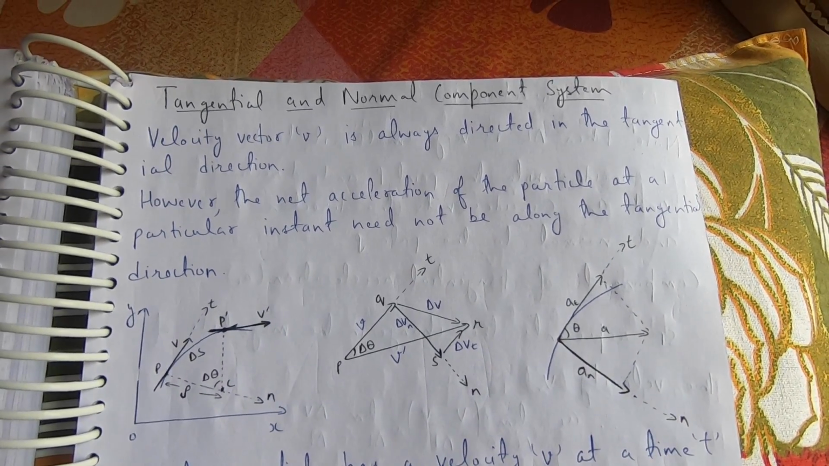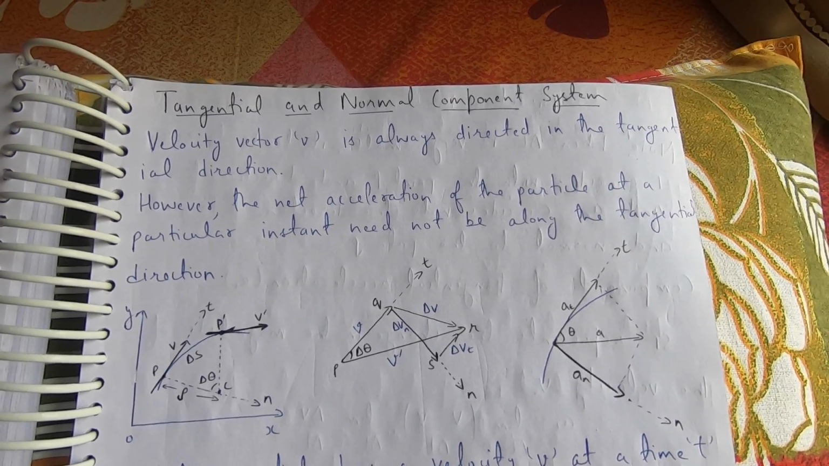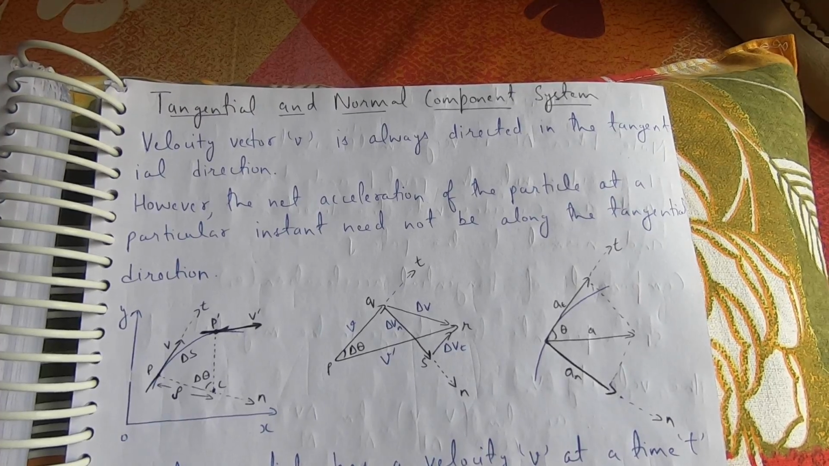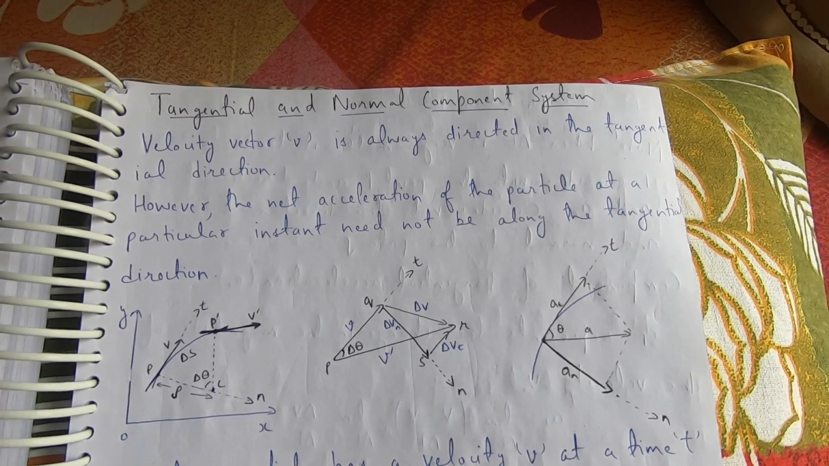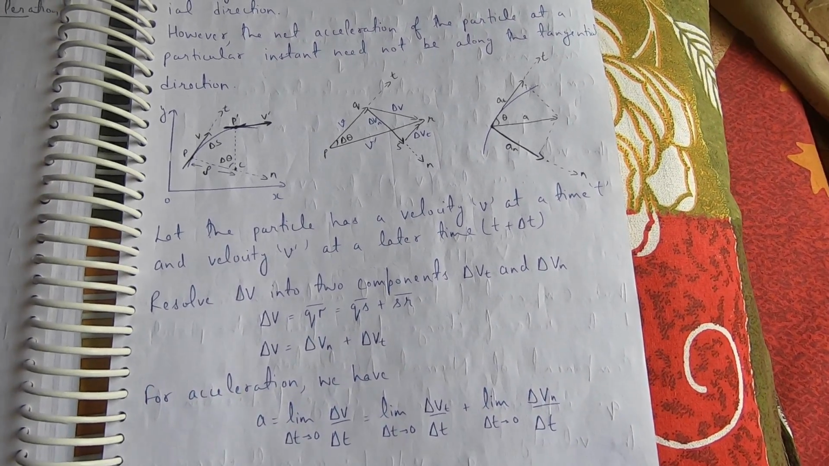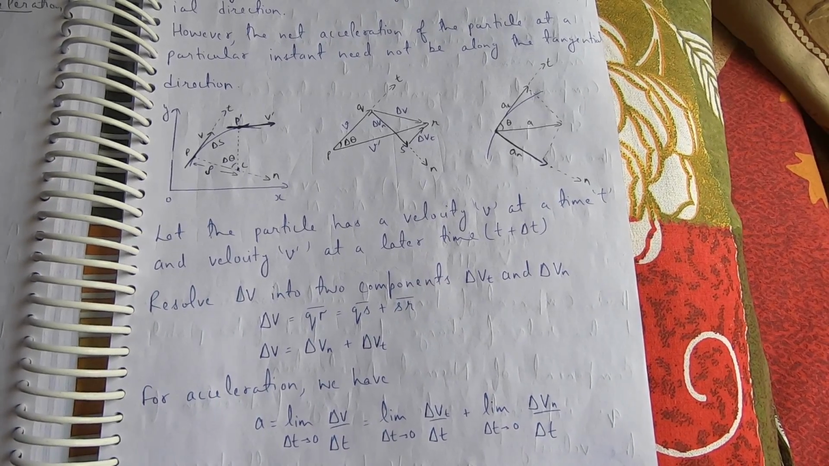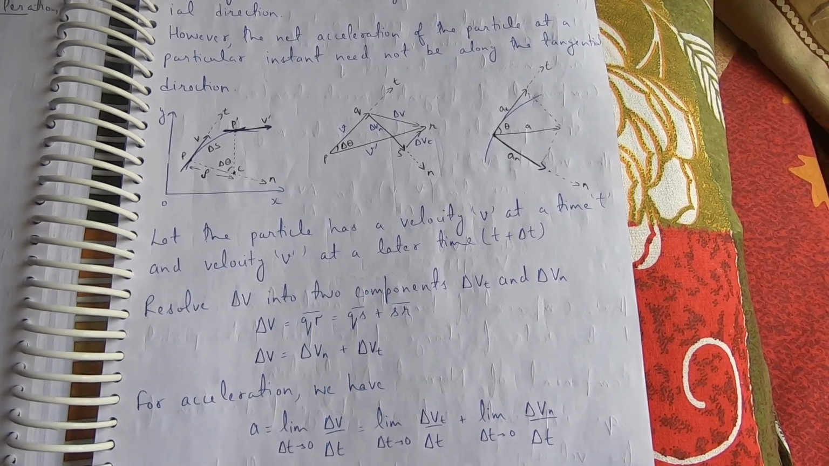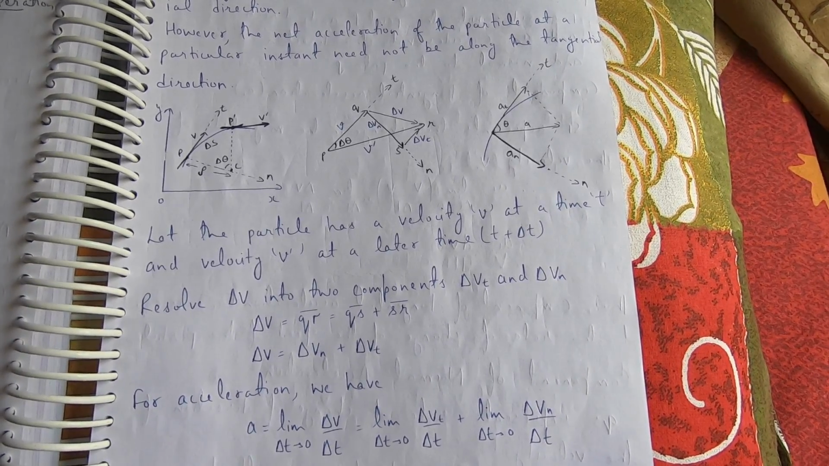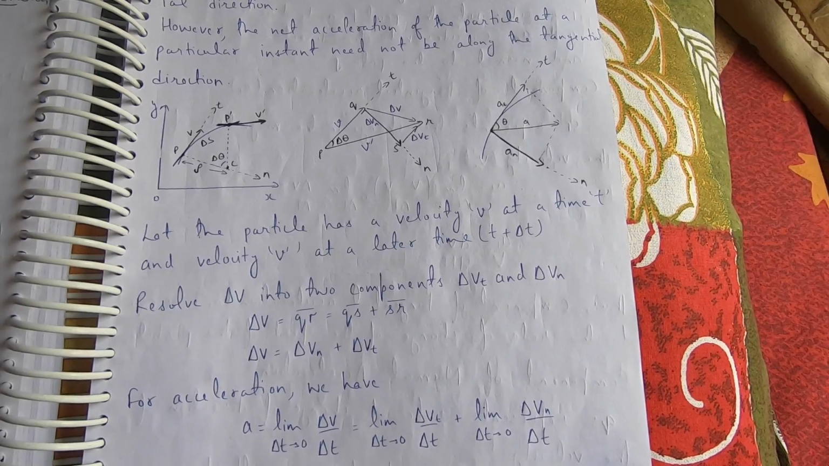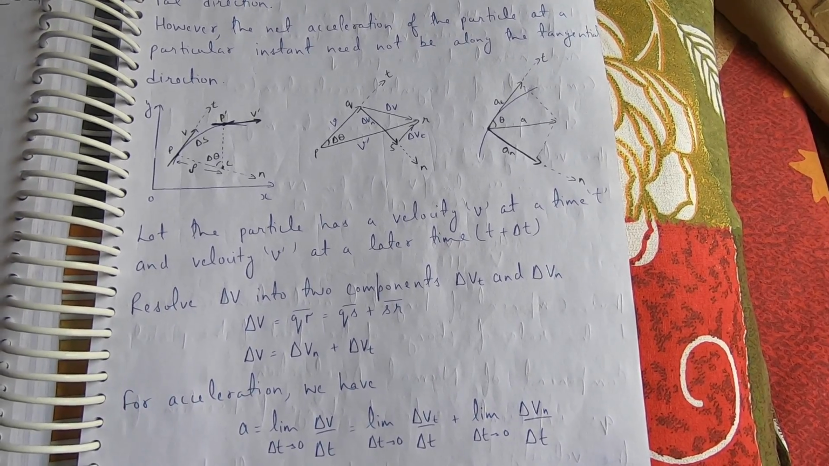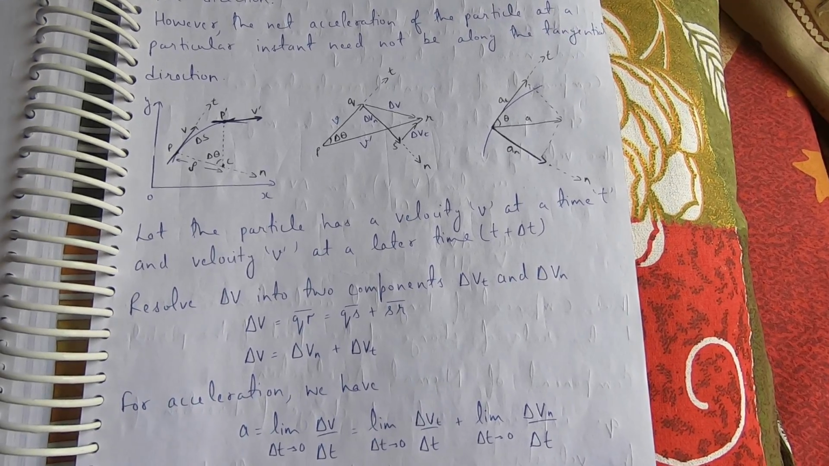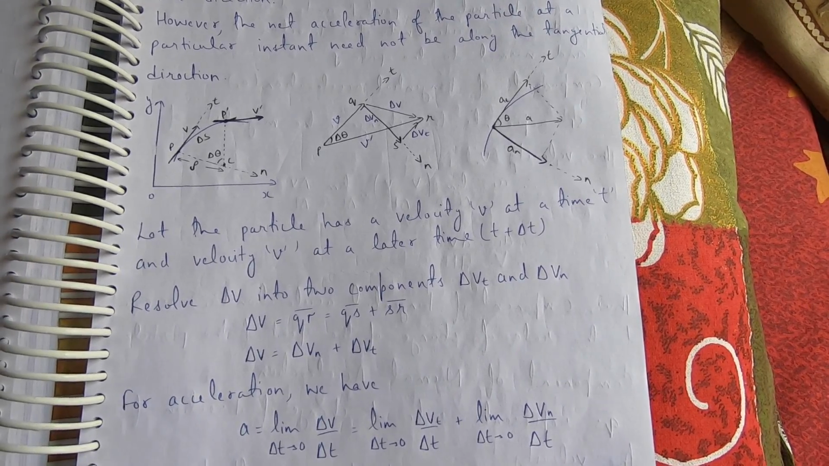Velocity vector v is always directed in the tangential direction. However, the net acceleration of the particle at a particular instant need not be along the tangential direction. Let the particle have a velocity v at time t and velocity v prime at a later time t plus Δt. Resolve Δv into two components, Δvt and Δvn. Δv is equal to QR bar, which is equal to QS bar plus SR bar. Δv is equal to Δvn plus Δvt.